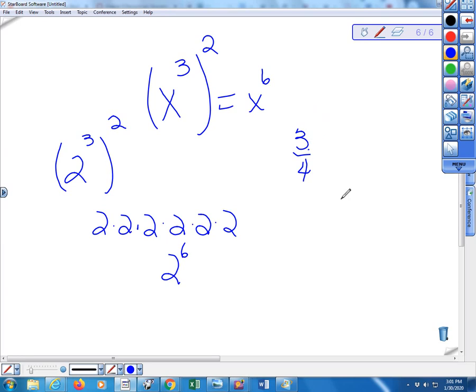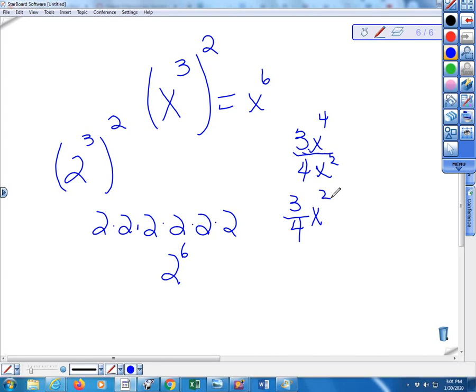If I have x to the 4th over x squared, I just subtract the exponents. So it's 3/4 x squared. And can you have a negative exponent? We're going to learn negative exponents in the next section, but yes, you can.